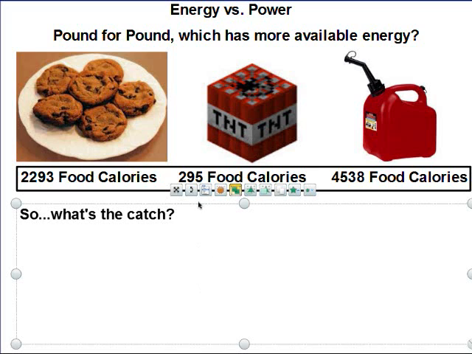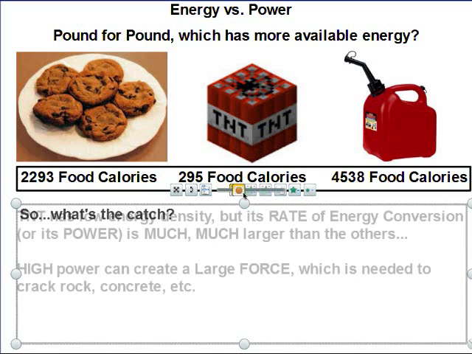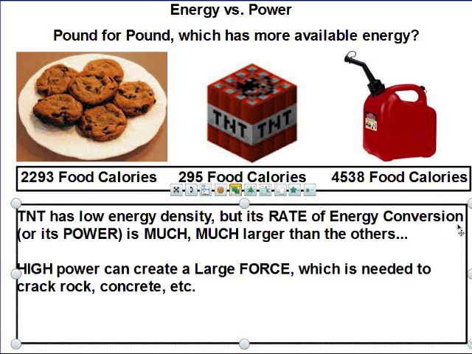The catch is that the TNT can convert energy so much more quickly than the others that it can develop a lot more power. And that much greater power means that it can generate a large force, and this is a large force that's ultimately needed to crack concrete and rock and so forth. So TNT is useful because of the rate at which it can convert energy, not because of the amount of energy that it contains.